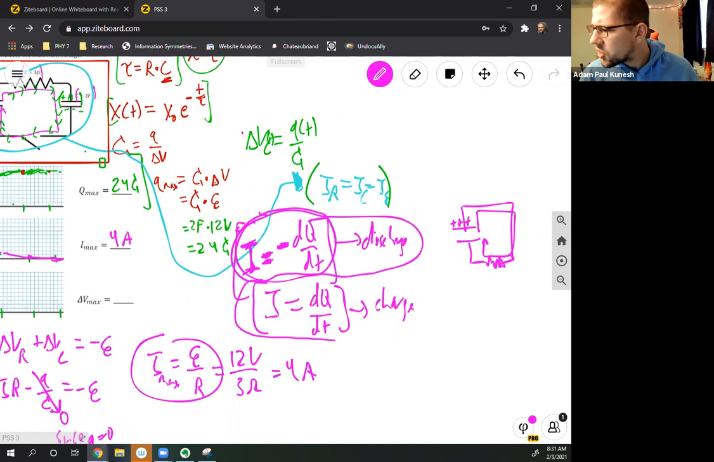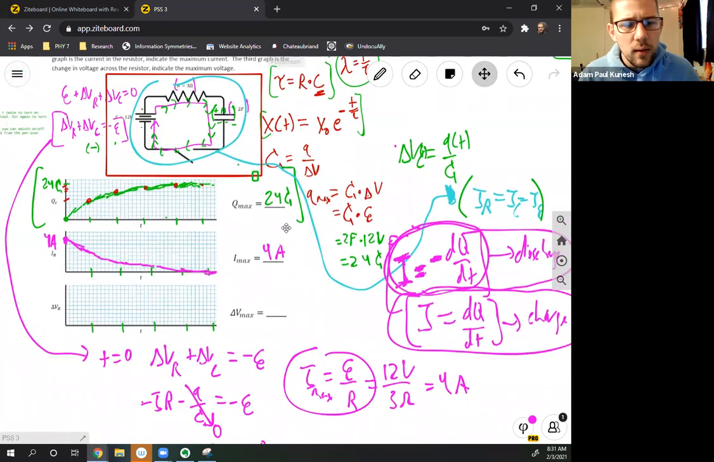Meanwhile, in the charging case, if I'm talking about dq over dt, my capacitor is accruing charge. Since it's getting more and more charge on that positive plate, the slope of charge over time is a positive number. So current will be positive already. I don't have to modify it with a sign.